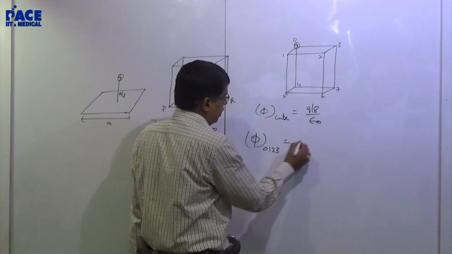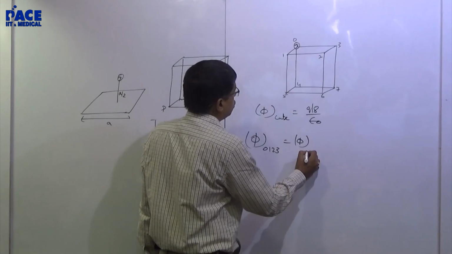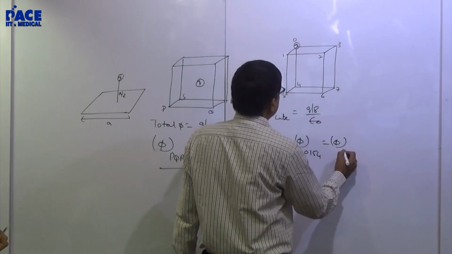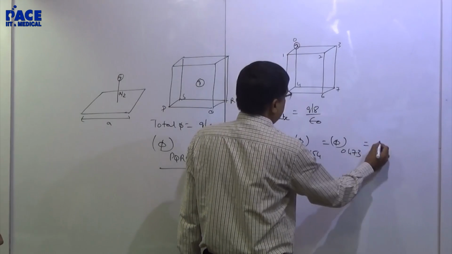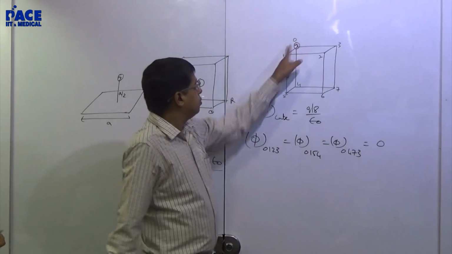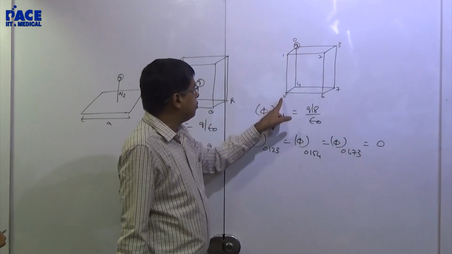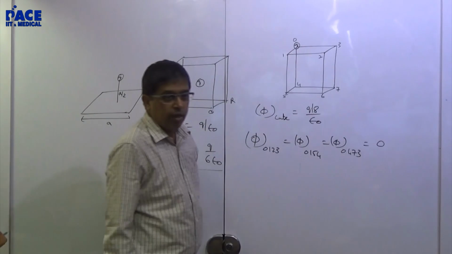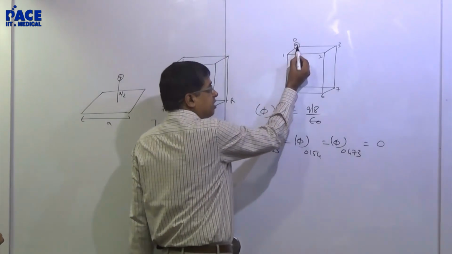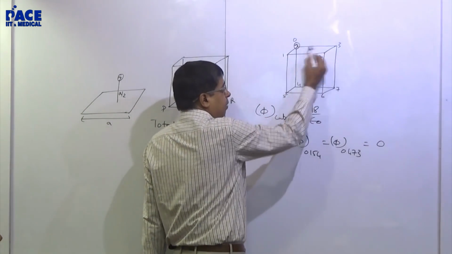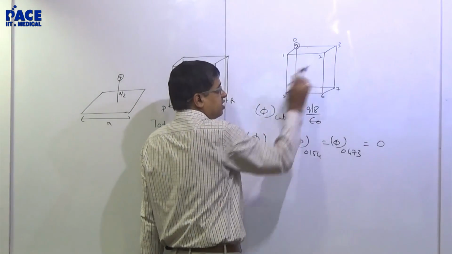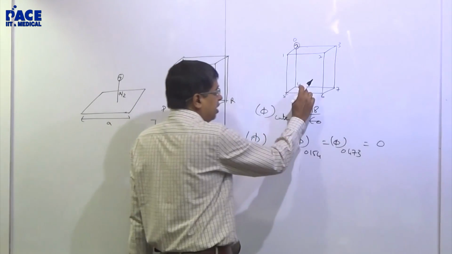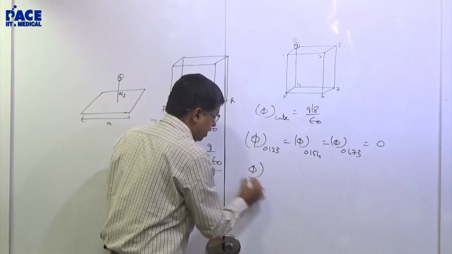0, 1, 2, 3, flux through 0, 1, 5, 4, flux through 0, 4, 7, 3 will be 0, because the electric lines of force from here will go parallel to the upper face, parallel to this face and parallel to this face. The balance will be shared equally between the other three.